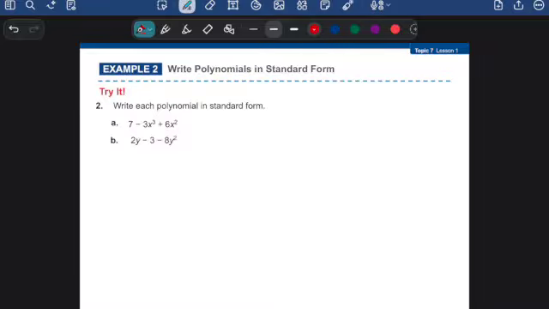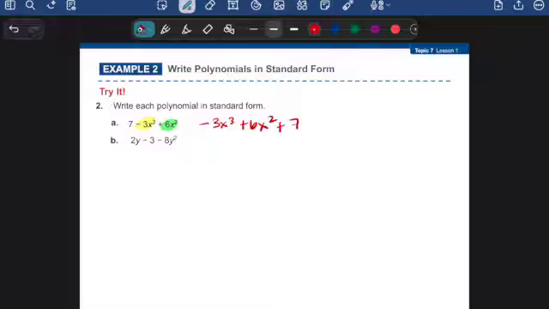So example 2, write each polynomial in standard form. So again, just highest exponent first. So we're going to put negative 3x cubed. Make sure you keep the term with the sign that is in front. Okay, so that whole term is 3x cubed. The next term is 6x squared, so that comes next. It's a positive. And then the constant will be last.